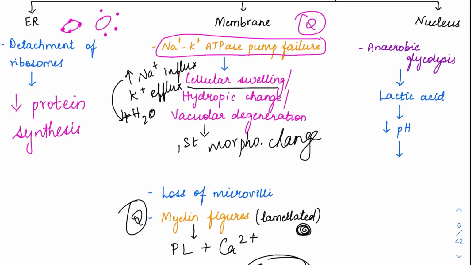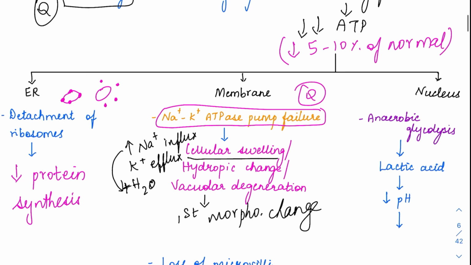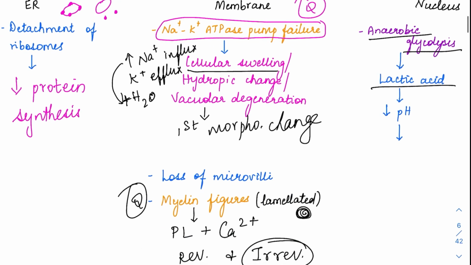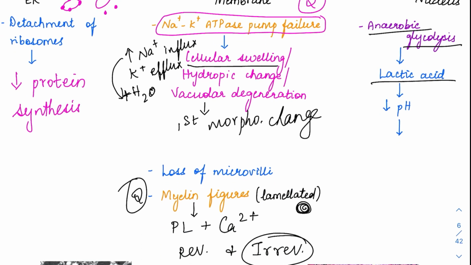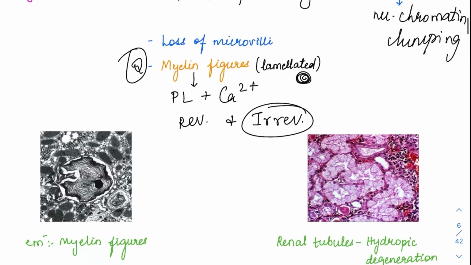Without ATP, there is going to be anaerobic glycolysis, because hypoxia was the cause, right? Without oxygen, anaerobic glycolysis will occur, which results in the formation of lactic acid, right? Lactic acid is an acidic product, so it will decrease the pH. When pH is decreased, it can result in nuclear chromatin clumping. So clumping of the nuclear chromatin will happen. These are the findings which we see in a reversible cell injury.